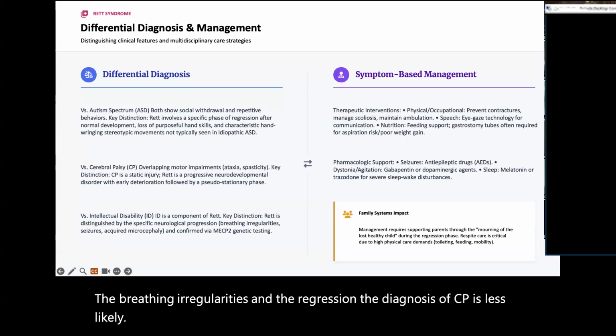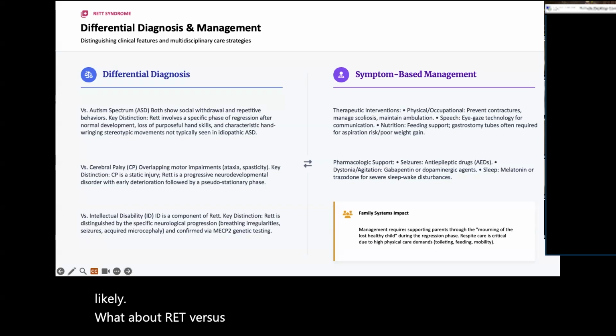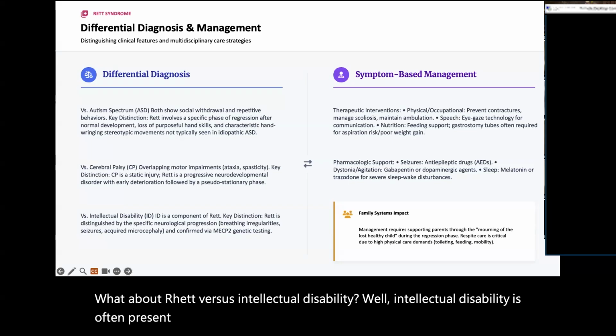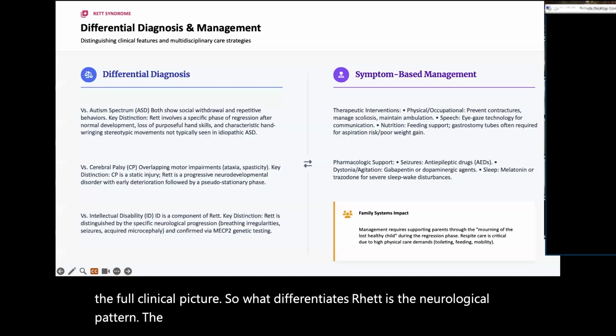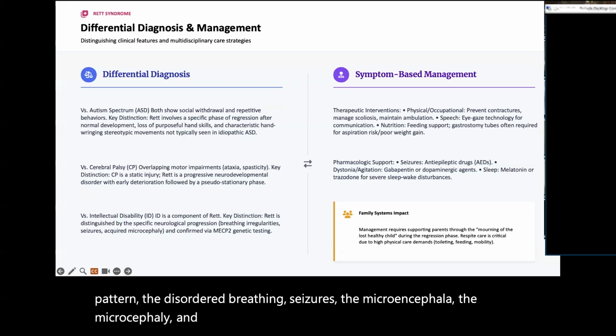What about Rett versus intellectual disability? Well, intellectual disability is often present within Rett, but intellectual disability alone cannot explain the full clinical picture. So what differentiates Rett is the neurological pattern, the disordered breathing, seizures, the microcephaly, and the distinct regression phases.